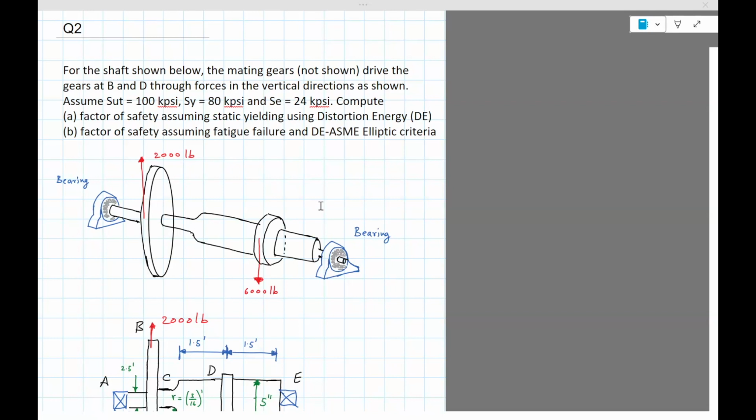Okay, so today's class we'll solve a problem on shafts and then get to keys. Okay, so here's the problem.